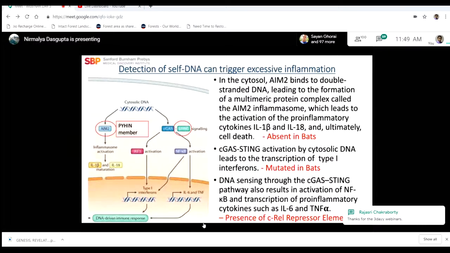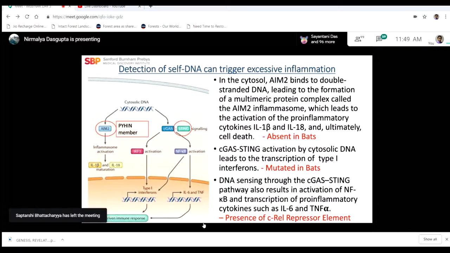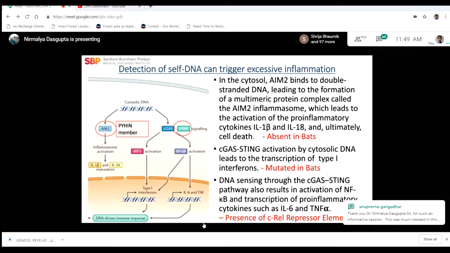Hello. First, let me congratulate Dr. Chakraborty. I'm Dr. Sujan Bhattacharya from the Department of Zoology. You have enlightened us on various aspects of why bats are able to possess viruses of pandemic or epidemic potential. I do agree with you. I have published 3 papers on coronaviruses, and one of them is related to bats.